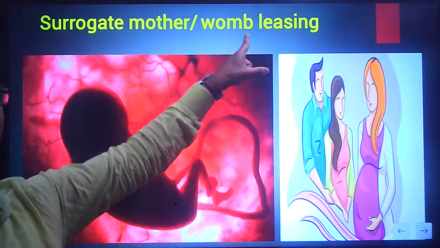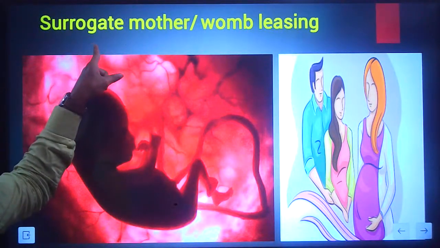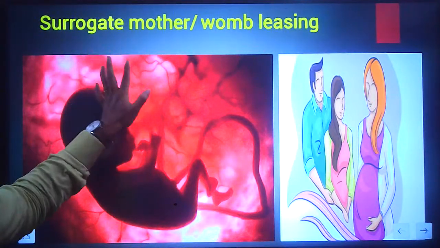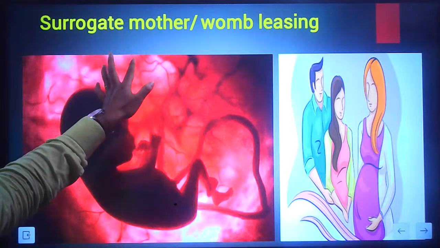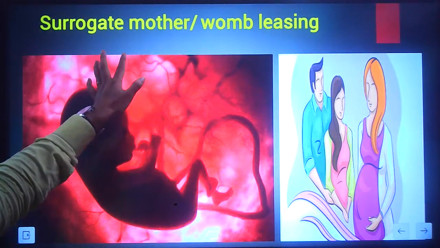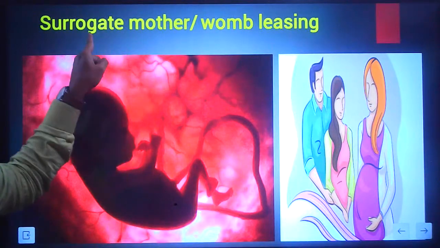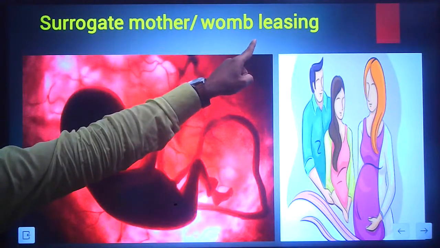In womb leasing. But when you go with the surrogate mother, the child will be having the characters only of the father, not of the mother. Okay, so this is what you could see in case of womb leasing. But you must know the difference between the surrogate mother and the womb leasing.